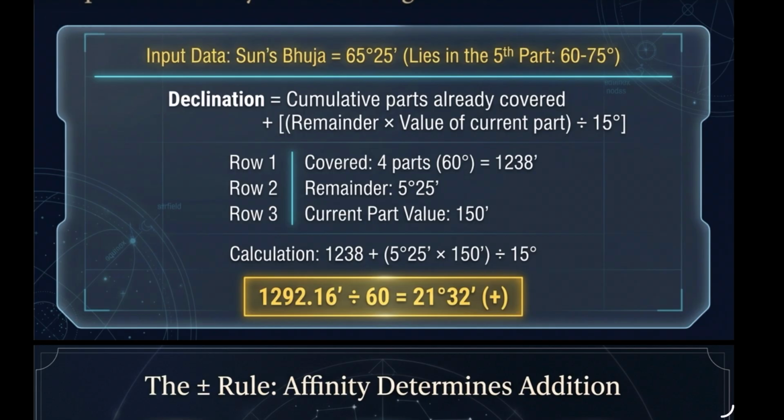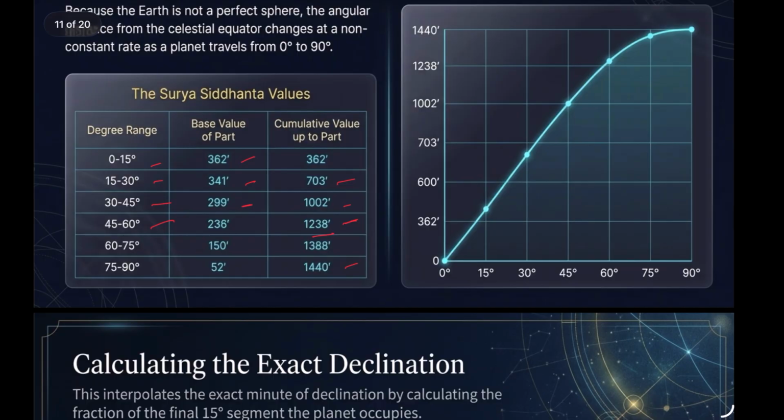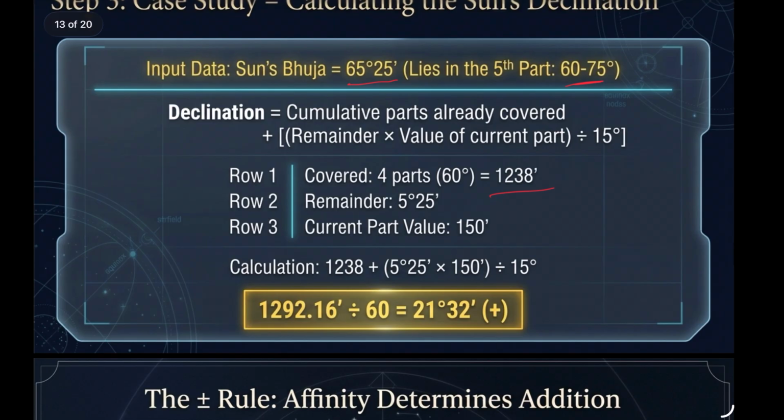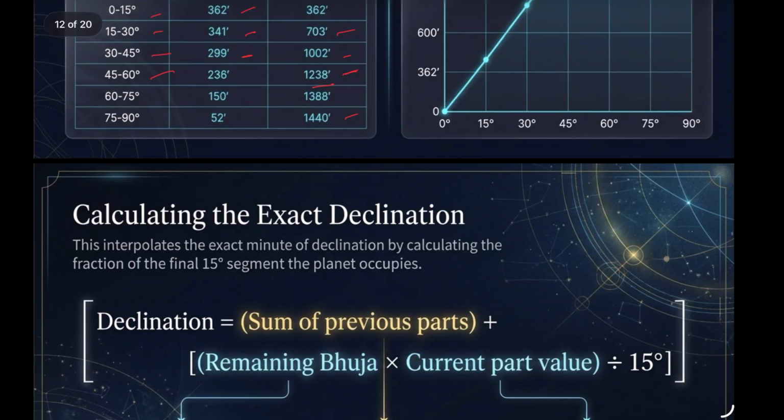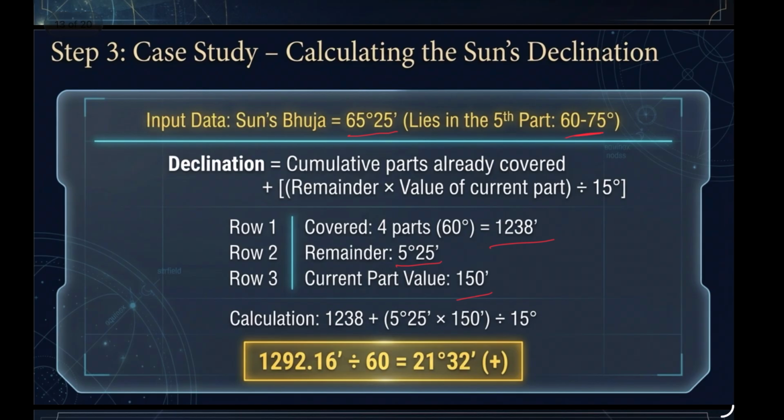For our example, the Sun is at 65 degrees 25 arc minutes, so it lies in this part. Up to 60 we can directly use 1238 as the base part. Here, up to 60 it is 1238. The remaining part is 5 degrees 25 arc minutes. The part value is 150. We'll use 1238 plus 5 degrees 25 arc minutes into 150 divided by 15. If we do this calculation, we will get 1292.16 arc minutes. If we divide it by 60, we will get 21 degrees 32 arc minutes.